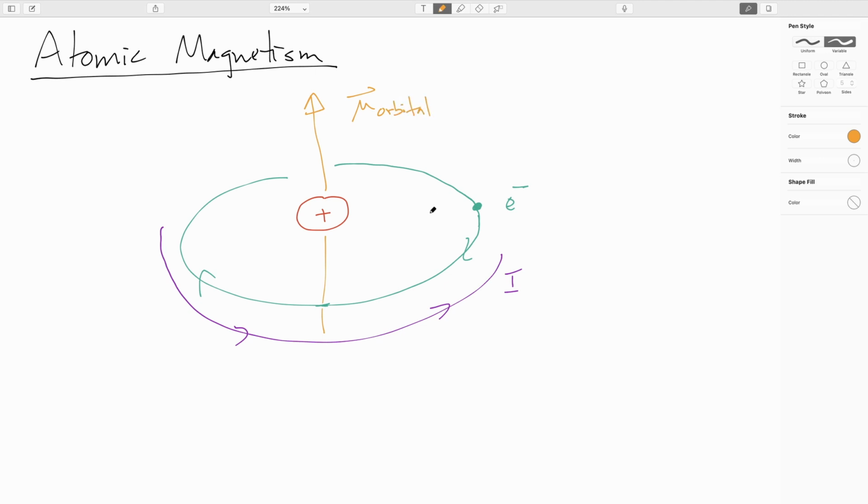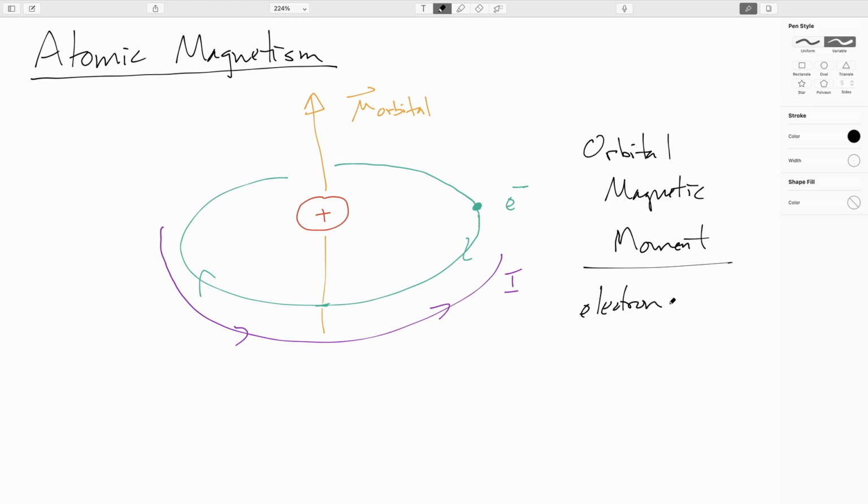Now, this is one of our two big ones. This is the orbital magnetic moment. And this is just due to the valence electrons acting like a current loop.